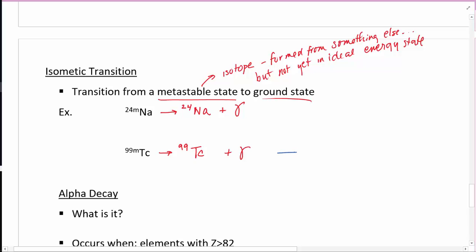Again, in terms of medical stuff, this one is very important. It's used in medical imaging for detecting heart disease, tumors, things like that. It has a half-life of 6 hours, which makes it wonderful for imaging because it can leave a person's body in a reasonable amount of time.